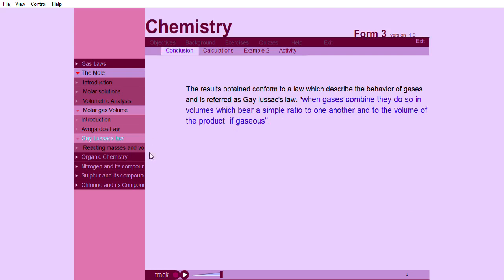The results obtained conform to a law which describes the behavior of gases and is referred to as Gay-Lussac's law. When gases combine, they do so in volumes which bear a simple ratio to one another, and to the volume of the product if it is gaseous.